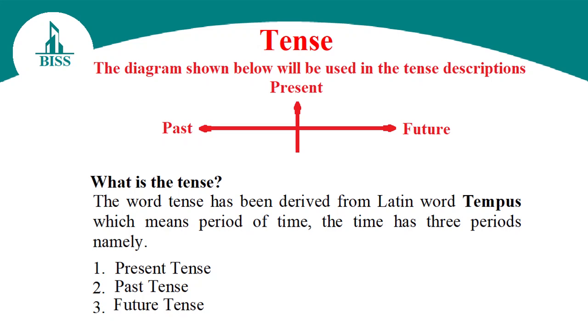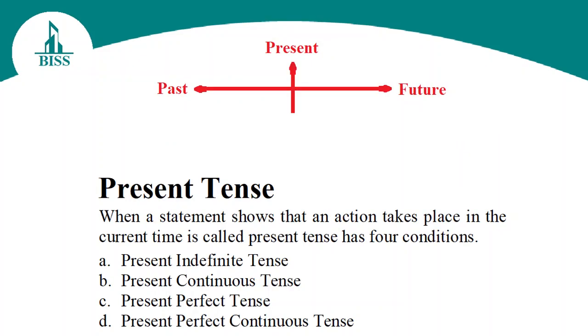What is the tense? The word tense has been derived from the Latin word tempus, which means period of time. Time has three periods, namely: present tense. When a statement shows that an action takes place in the current time, it is called present tense. It has four conditions.